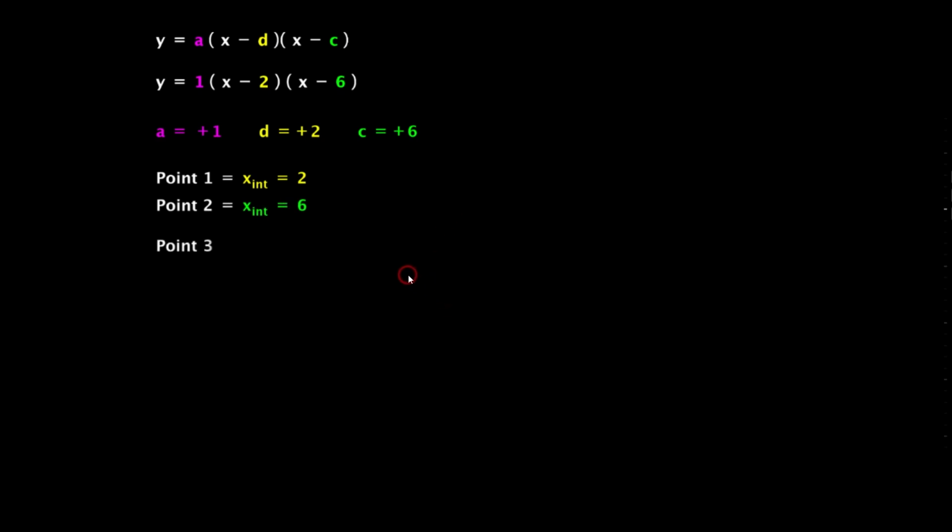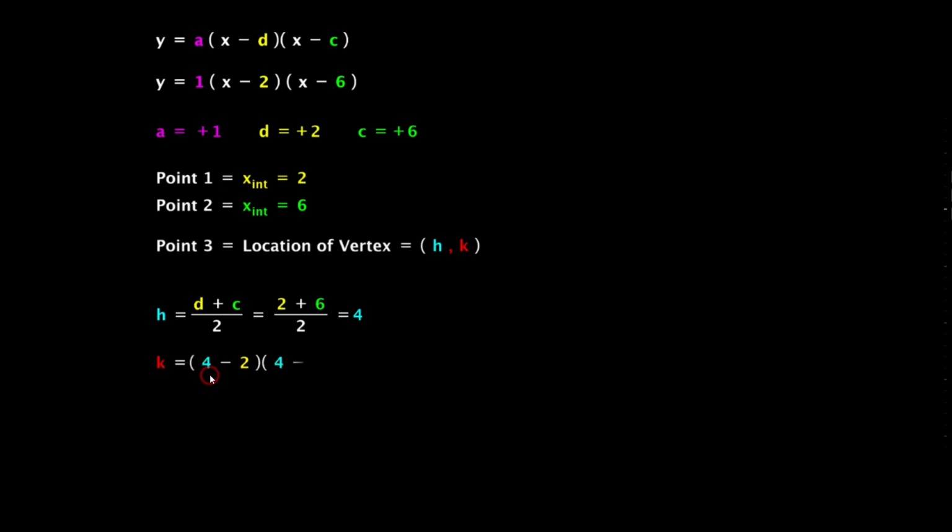The location of the vertex, as we planned before, is the same thing. It will be the same vertex, which is h comma k. And to find the h, add the 2 x-intercepts, divided by 2. So it's 2 plus 6 divided by 2, which is 4. We use this piece of information, plug it into the equation. So y says when x is 4, the y value of the vertex should be 4 minus 2 times 4 minus 6, which is the same as +2 times -2, which is -4.